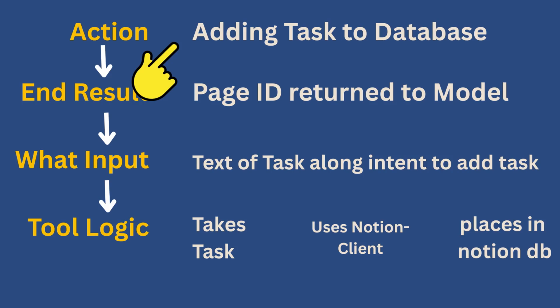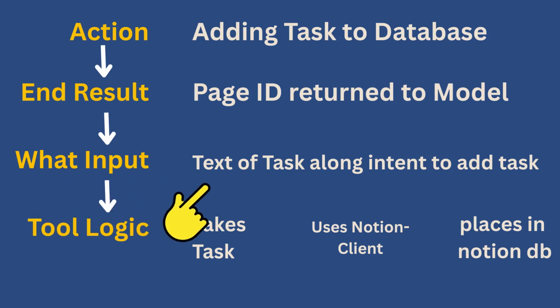Let's take the add task action and break it down. End result. This is what the model needs to complete user intent. In Notion, a task is stored as a page. After successfully creating it, Notion returns a page ID. The model expects this ID as confirmation of success. Input required. The user's task as a text string with the intent to add it to database. For example, add email the client task to database.